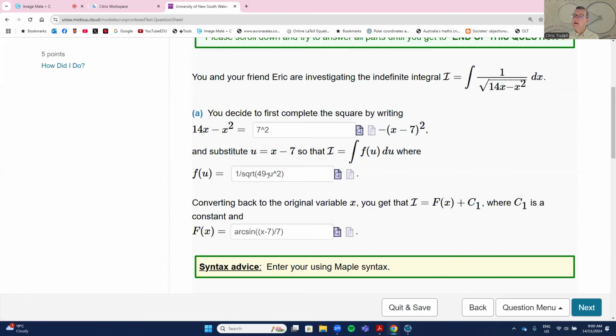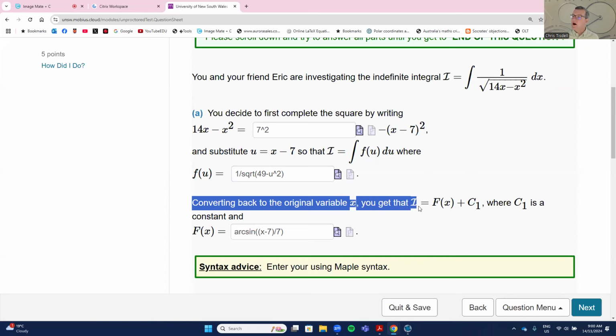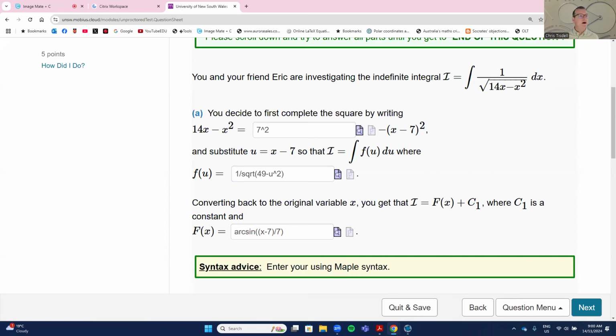Great. Converting back to the original variable x, you get that the integral here is something plus this. Well, you can integrate with respect to u and then do that, or you can just put it into Maple.